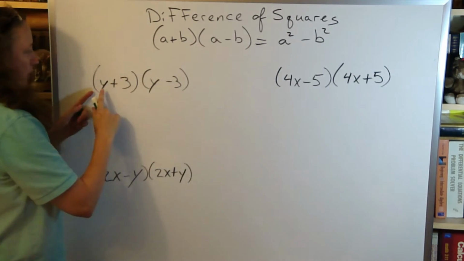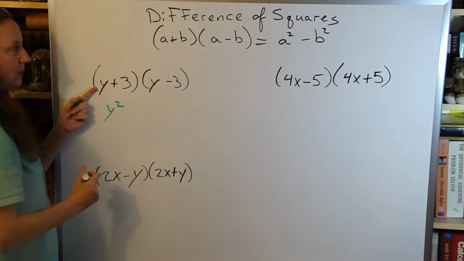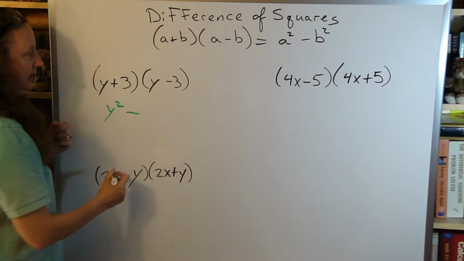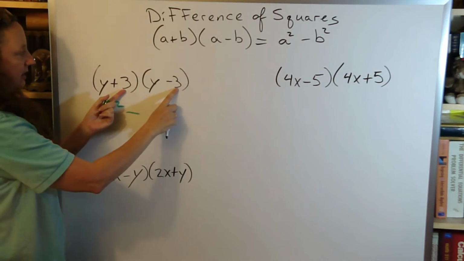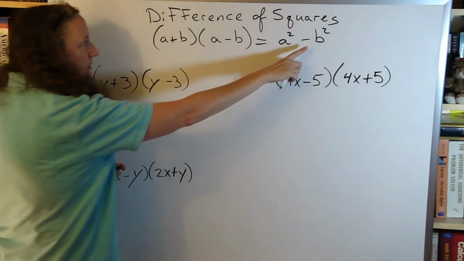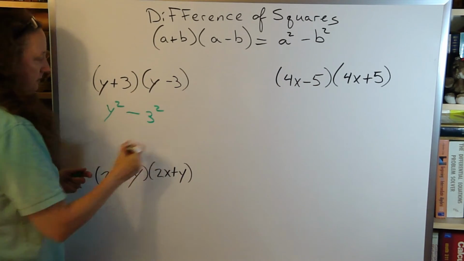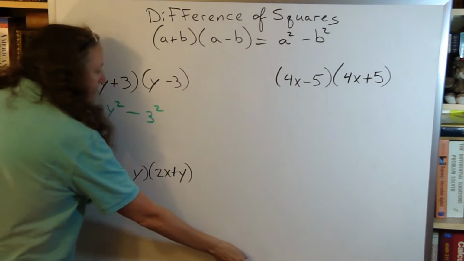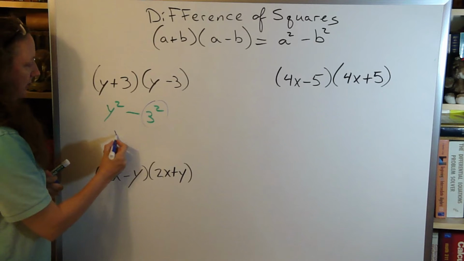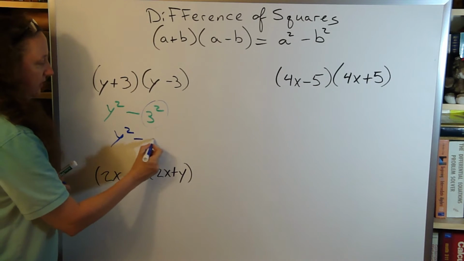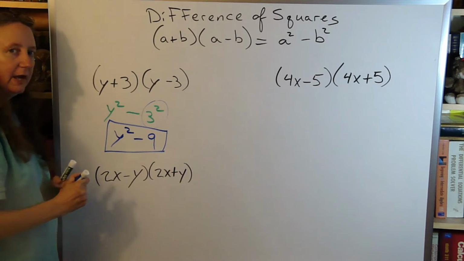So I'm going to take that first term, y, and it's squared. Put a minus sign down, because that's what it calls for over here. Then I take that second term, and I square it also. I have to figure out what this number actually is, and I have y squared minus 9. That's the answer for that.